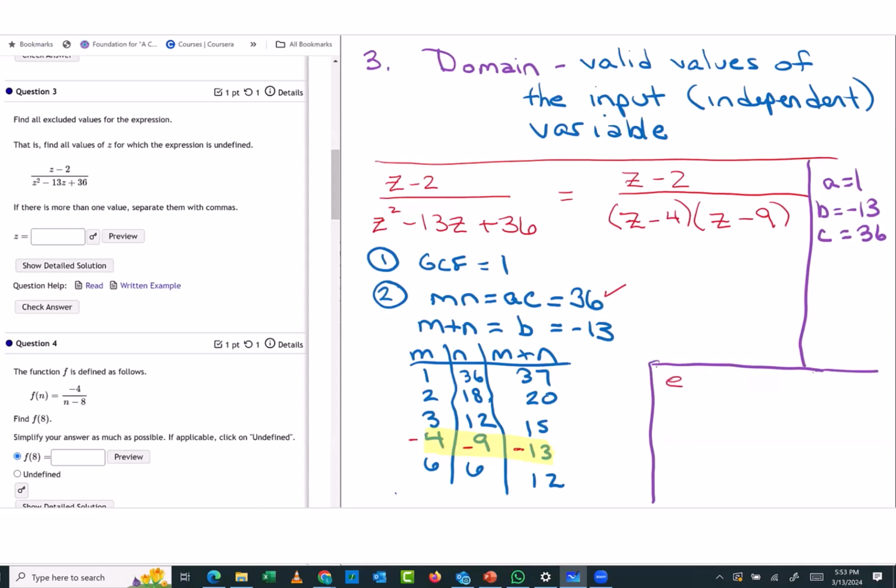So I have to exclude values of z where z minus 4 equals 0, which is z equals 4, or z minus 9 equals 0, which is z equals 9. These are my excluded values.